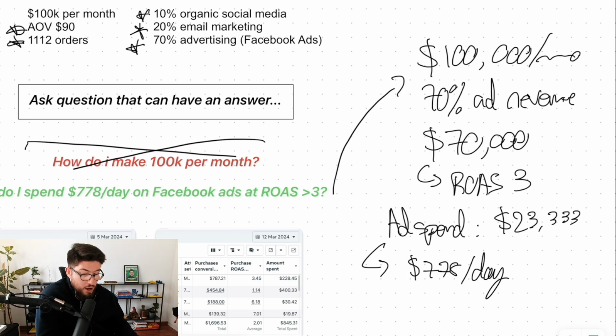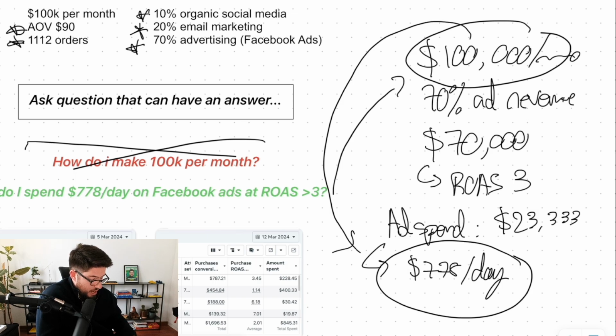So you see how we went from I want to make 100K a month all the way down to I want to spend $778 per day. This is actionable. So here you can get help. Here you can watch YouTube videos about this specific topic, how to increase budget, and you can keep on solving bottlenecks till you get to 700 per day in ad spend.